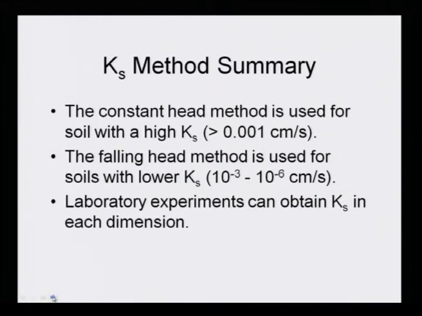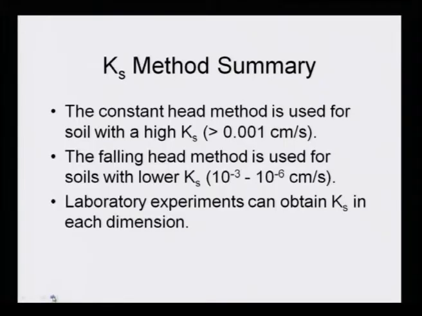So, in finding the coefficient of permeability of soil, the constant head method is used for soil with a high Ks, that means a high coefficient of permeability. That means soil whose coefficient of permeability is greater than 0.001 cm per second.